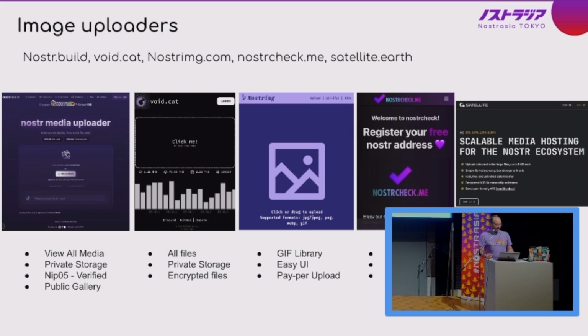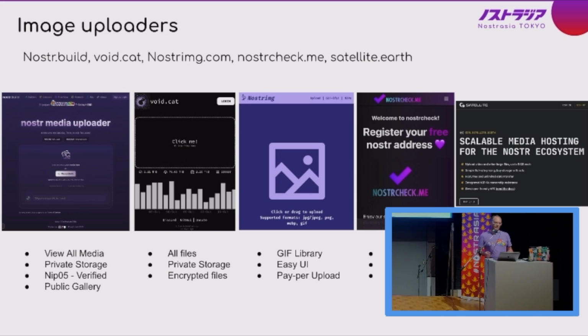Void.cat by Kieran is also focused on uploading images, but it has some unique features. It's not just images, right? You can actually upload any file on VoidCat, any file you want. And you can also encrypt your files. Very unique features there. I don't think any other of these lets you upload any file or encrypt them. Nostr Image has a GIF library and a very simple, easy-to-use UI, as you can see.